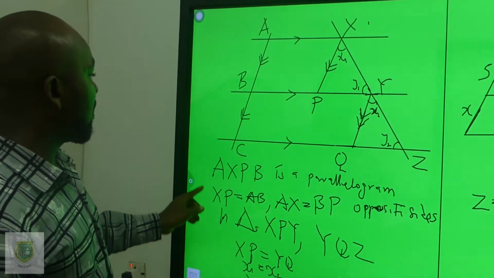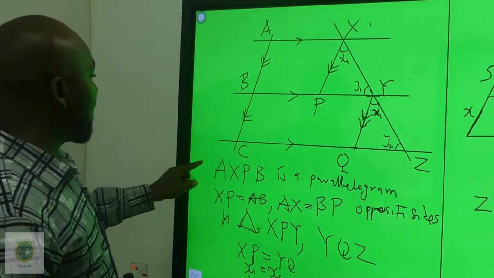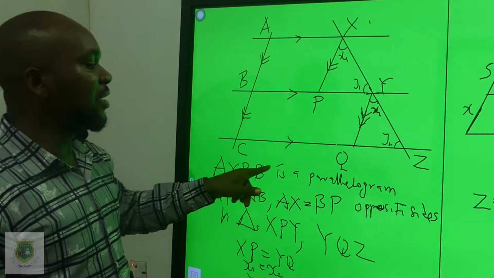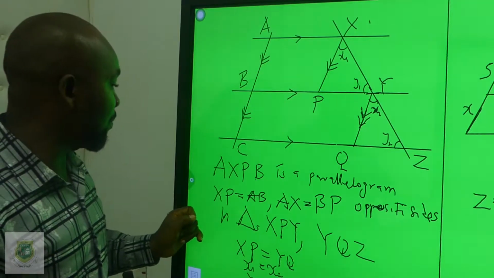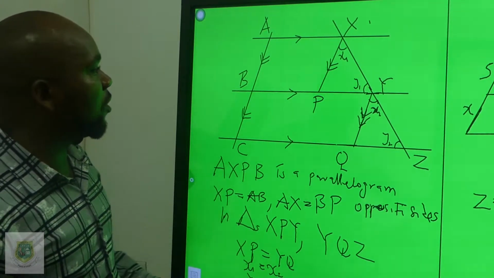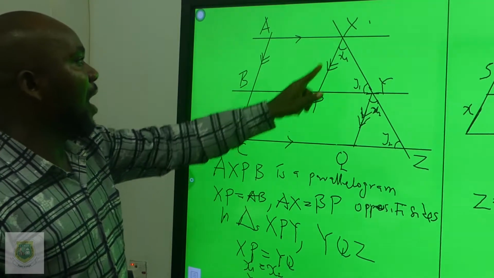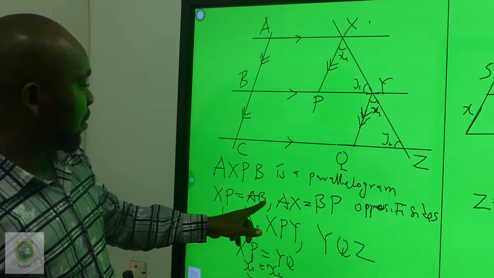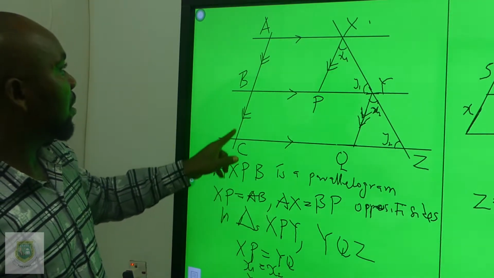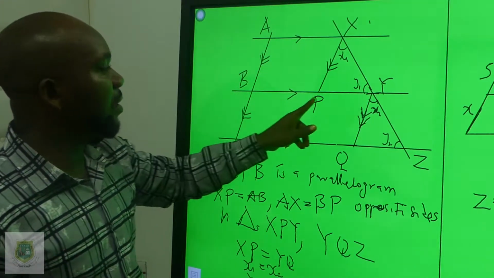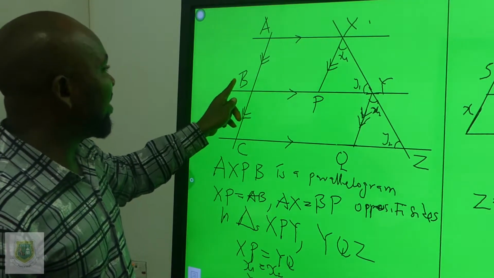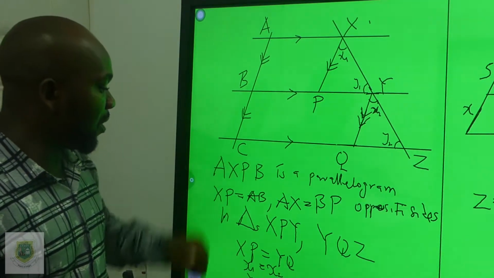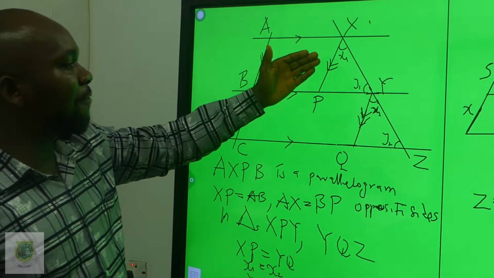Then from this, the first one says AXPB is a parallelogram. If it is a parallelogram, which means that XP is equal to AB. Then you see that AX is equal to BP. Then BY is equal to CQ.